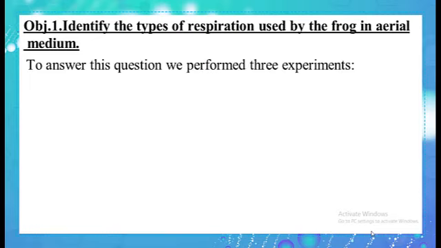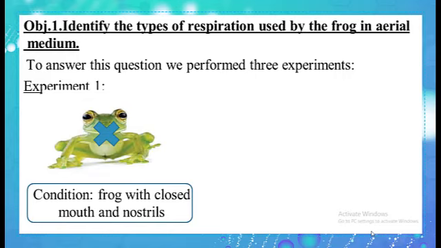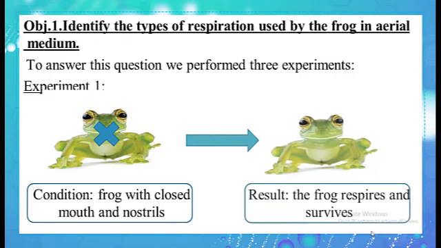To answer this question, we performed 3 experiments. Experiment number 1: the condition was a frog with closed mouth and nostrils. The condition is the manipulated variable. Here, the frog has closed mouth and nostrils. The results that are obtained: the frog respires and survives.